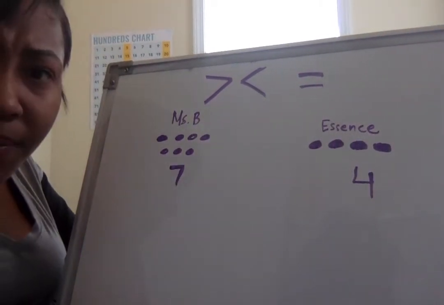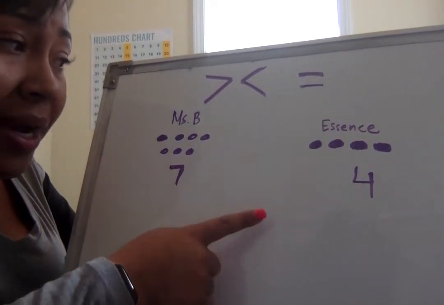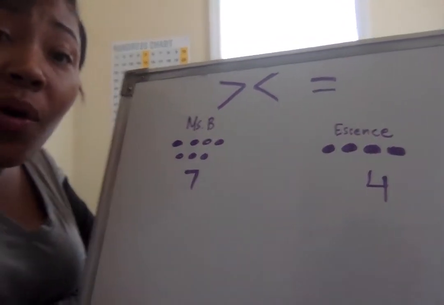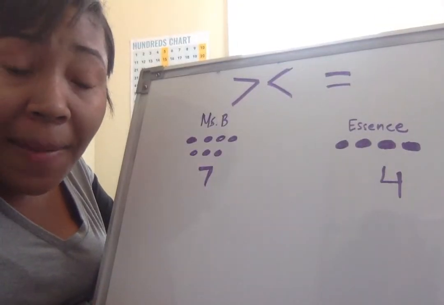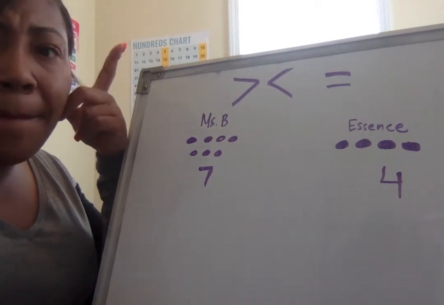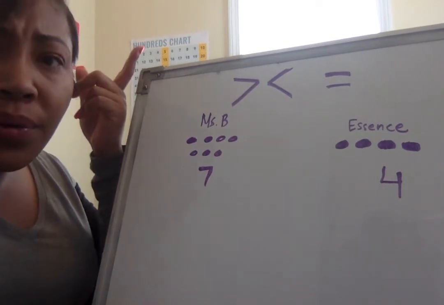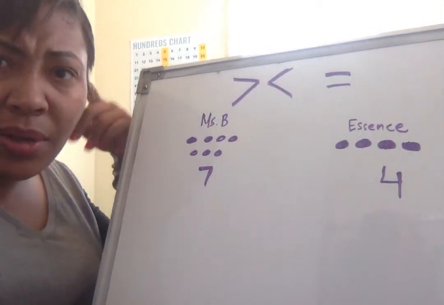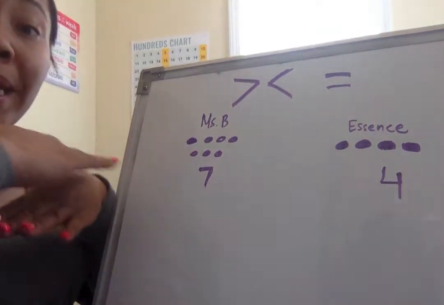And I want to know, is 7 greater than 4? Is 7 less than 4? Or is 7 equals to 4? I know that greater means the number is bigger than. And I know less than means the number is smaller than. And I know equals to means it's the same.